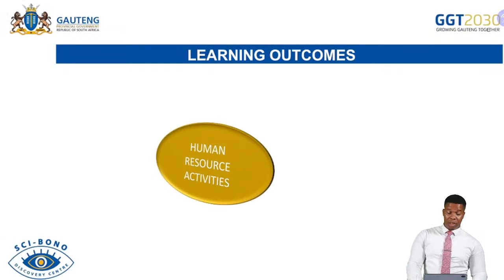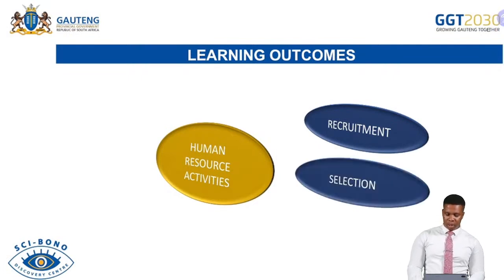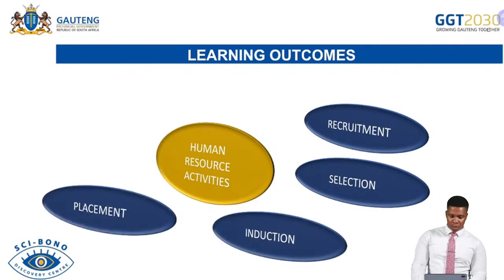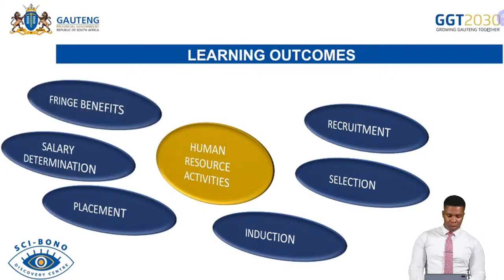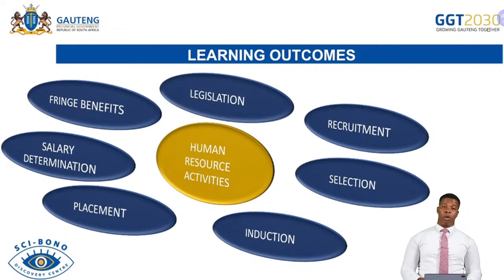We have human resource activities which guide our learning outcomes or objectives. We looked into the recruitment procedure last time. We looked into the selection activity in the previous lesson. Now we'll be looking into induction, and we'll look into placement together with the salary determination. We'll look into the fringe benefits, and we'll look into legislation and how legislation implicates human resources.